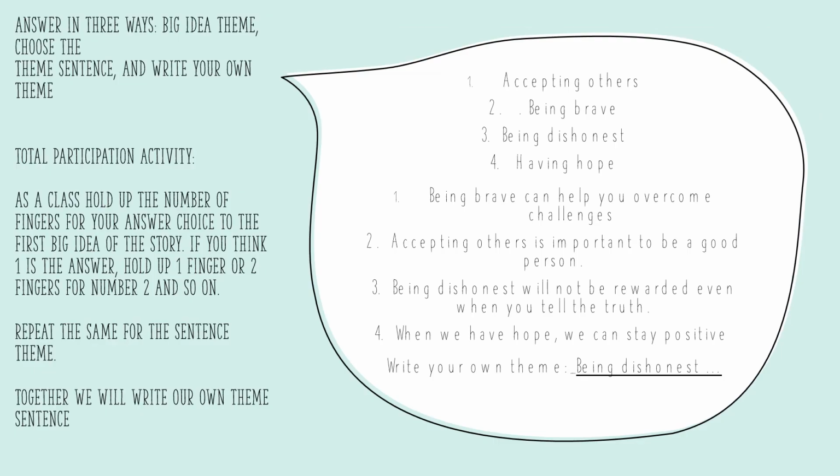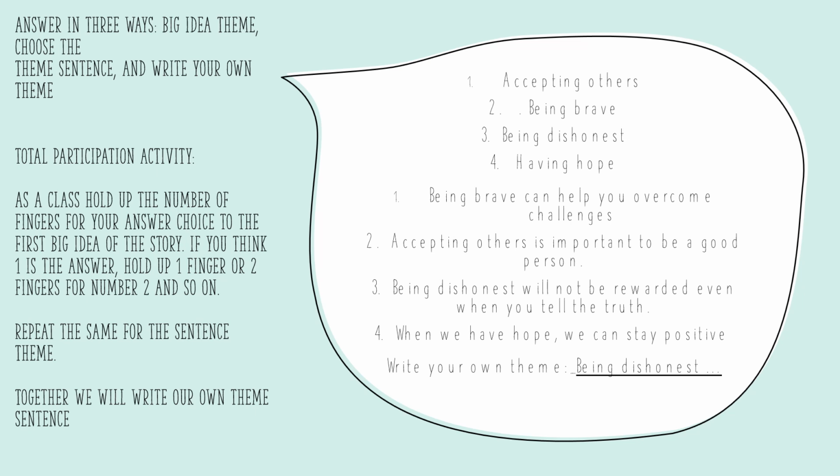So after the story, we would answer the big idea theme, the theme sentence, and we would talk about how we can also write our own theme. And we want students to really understand how to look at questions like this, and so this is really the gradual release, because in their independent practice, they're going to see these choices, and they're going to see this writing activity. So as a class, for a total participation activity, I would ask students to hold up the number of fingers.